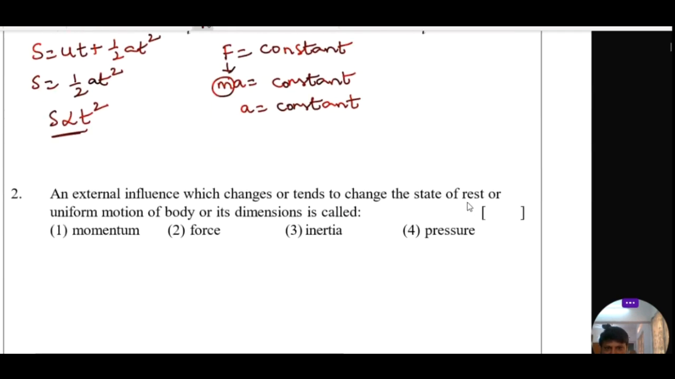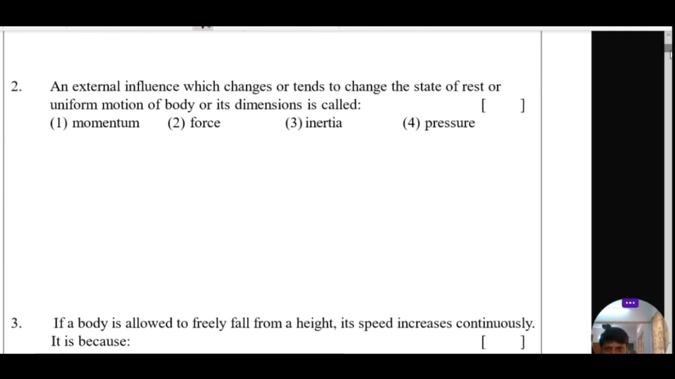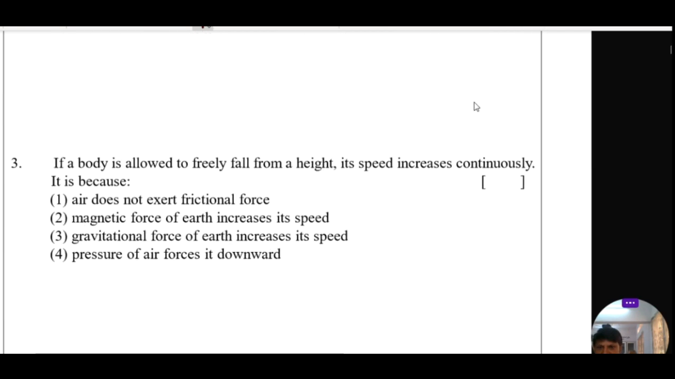Next, second question. An external influence which changes or tends to change the state of rest or uniform motion of a body or its dimensions is called, an external influence which changes the state, that is nothing but force. So option 2 is the right answer. Next, third question.